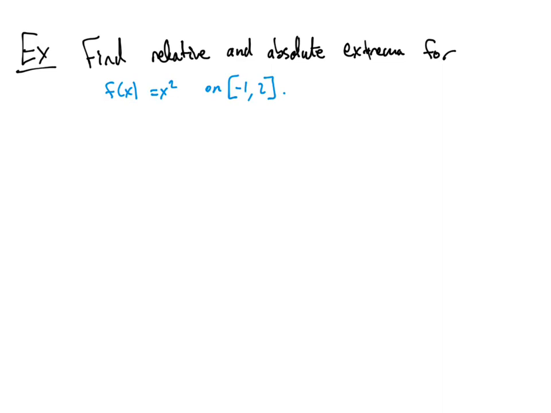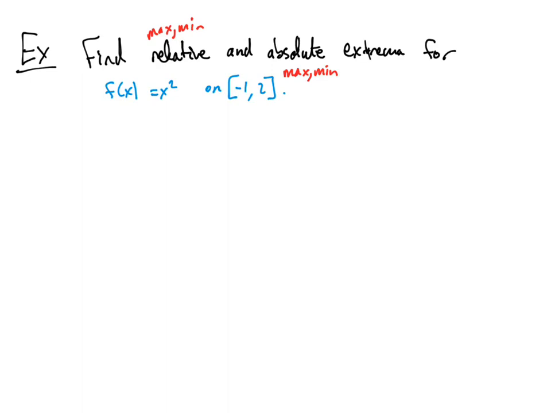So let's look at an example. It says, find the relative and absolute extrema for the function f of x is equal to x squared on the interval -1 to 2. So remember, when we say relative and absolute extrema, that means find the relative max and min, and also the absolute max and min for the function f of x equals x squared over the interval -1 to 2. And this is a closed interval, so we're going to include -1 and +2 in that interval.